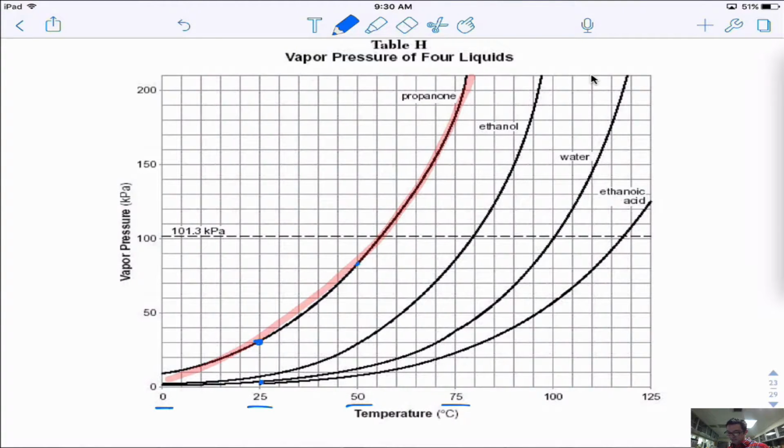What I notice is that the propanone has a higher vapor pressure at any temperature, but at 25 degrees C specifically. What that tells me is that the propanone has weaker forces. So propanone has weaker forces than water. So that's something that's interesting about vapor pressure and this graph.